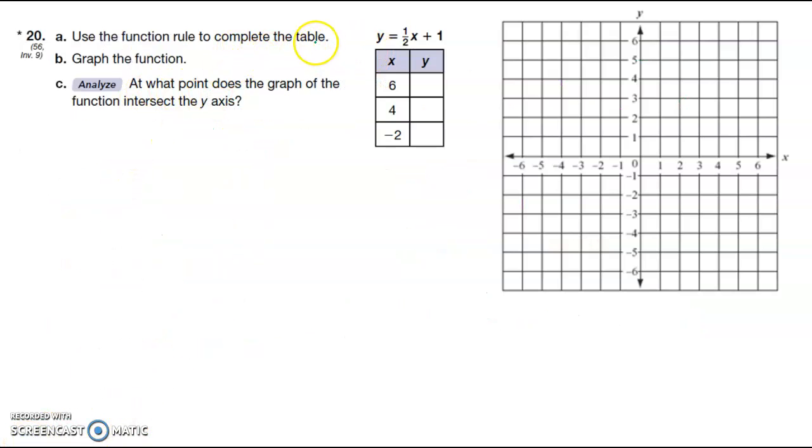Okay, use the function rule to complete the table. Let's do that first. We have y is equal to 1/2 x plus 1, and they want us to use 6. So 1/2 times 6 over 1 plus 1. This is 6 over 2 plus 1, which is 3, plus 1, which is 4.